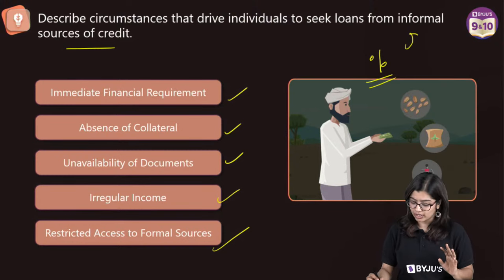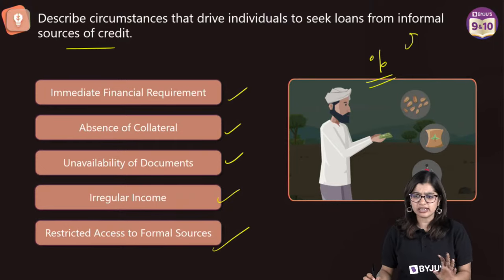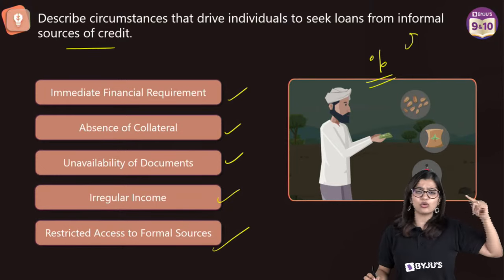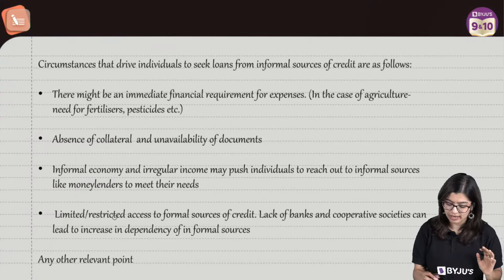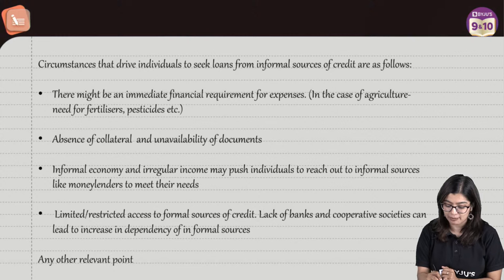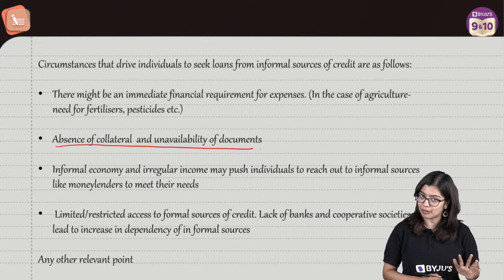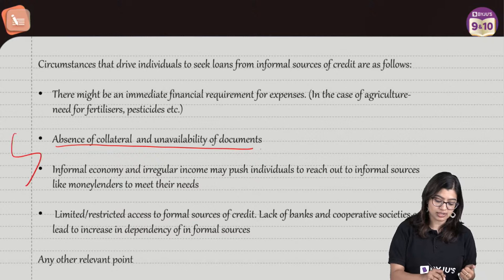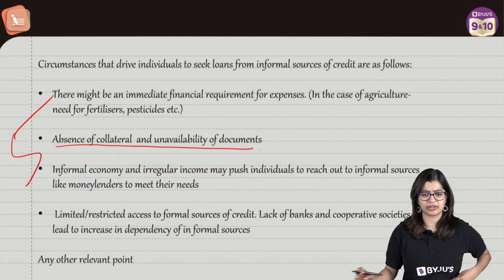So in this particular case, you need to write down all these pointers. Very straightforward question, all proper. Here you can write the 5 points that I've discussed. Just that in this, it looks like 4 because I have clubbed absence of collateral and unavailability of documents into 1. But these are 2 separate points. If you write the key pointers, you will get 5 marks for this. Direct, nothing to worry about.